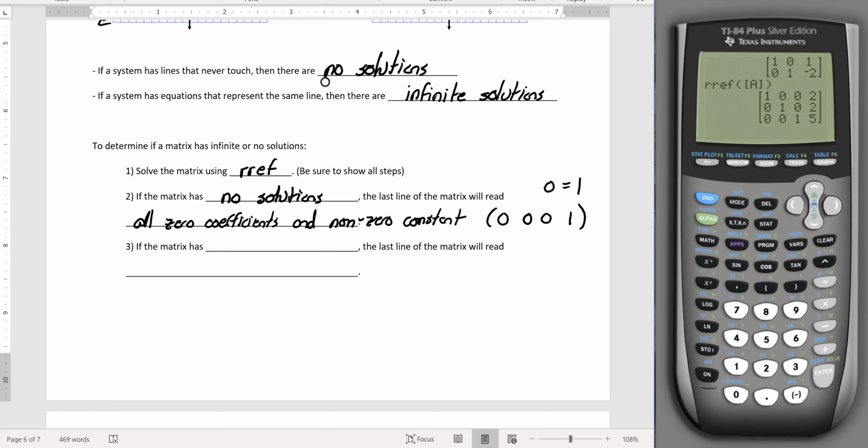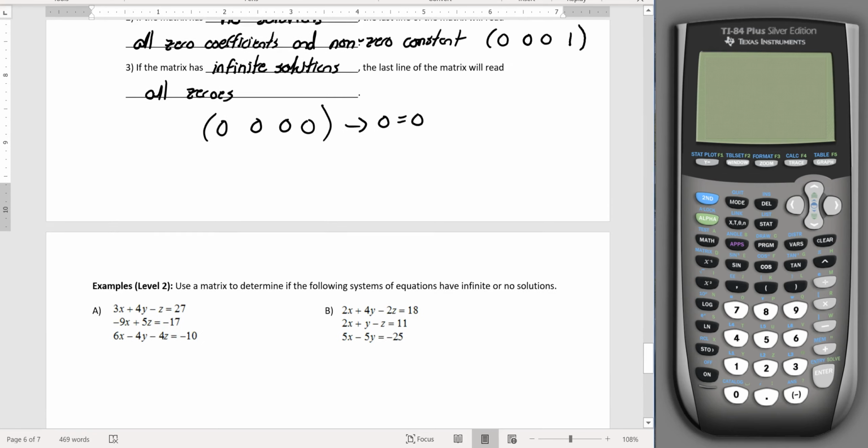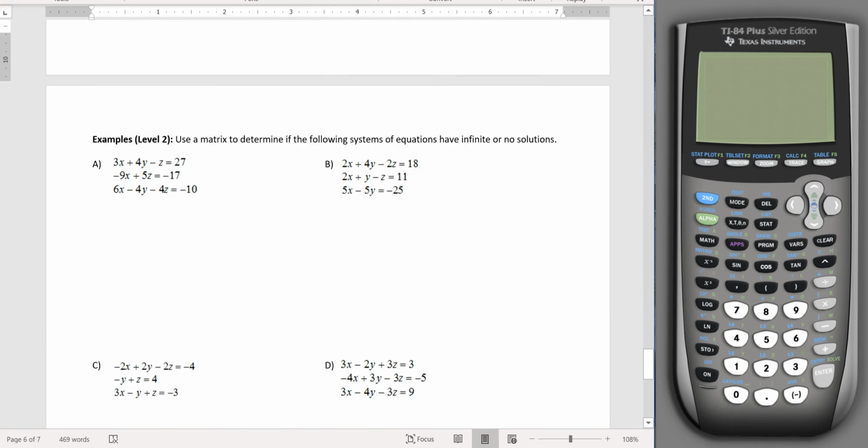Now, if the matrix has infinite solutions, the bottom row will read all zeros. Everything will be 0. So it'll just be 0, 0, 0, 0, aka 0 equals 0, which is true, meaning that no matter what the values of the variables, we're going to get that. Now again, it's the bottom row, it's the last line of the matrix. That's what you look for, okay?